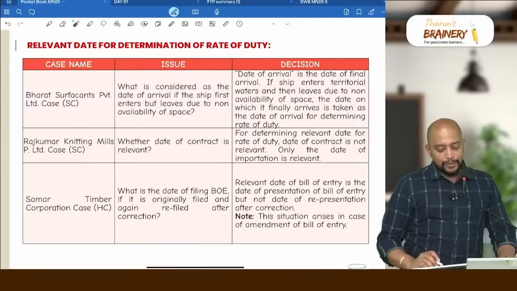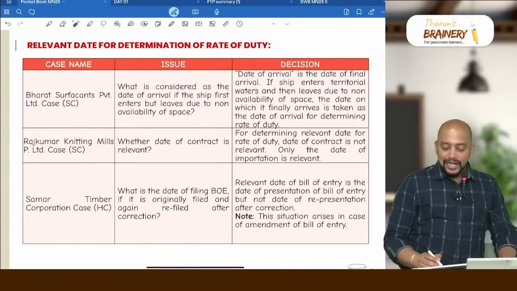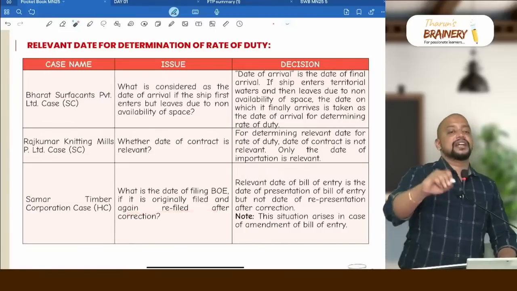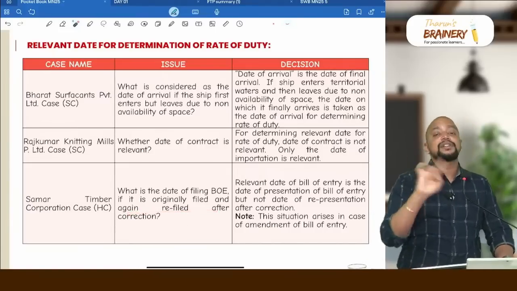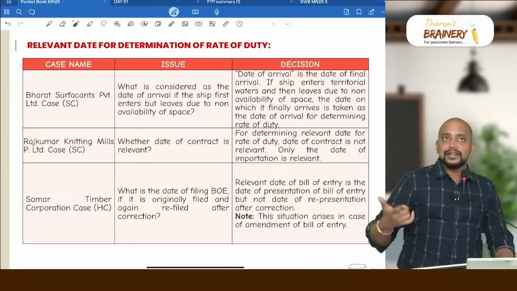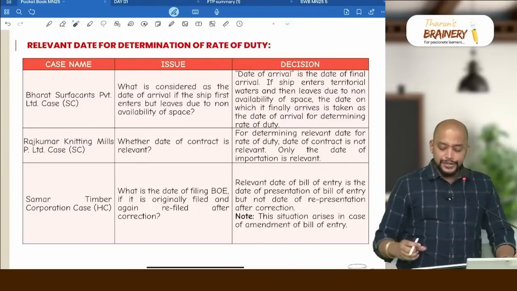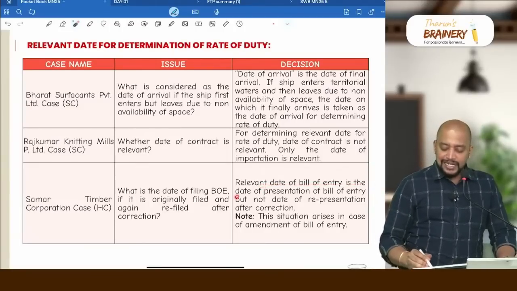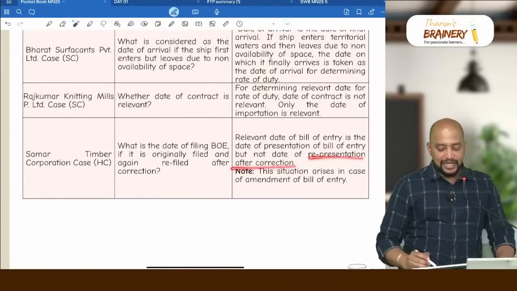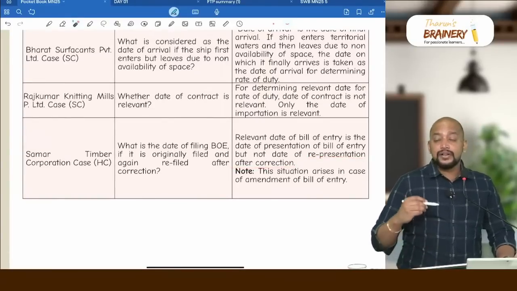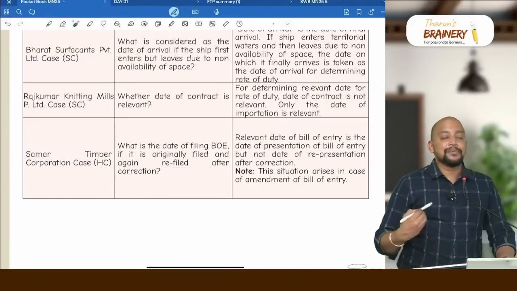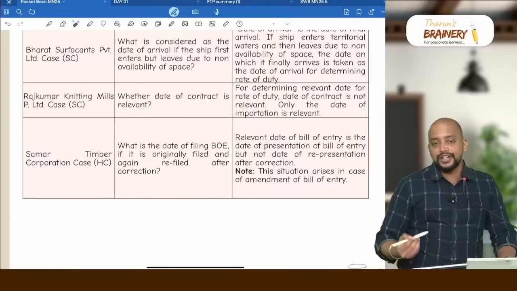Then Summer Timber Corporation case, it's a high court case. What is the date of filing bill of entry if it was originally filed and again refiled after correction? Refiled after correction means not amended. Not amended. So when we are refiling, it means that it's a new bill of entry. So the relevant date for bill of entry is the date of presentation of the bill of entry, but not the re-presentation after correction. But here, re-presentation, refiled after correction, whether it is amended or whether it is a fresh bill of entry, we need to check.